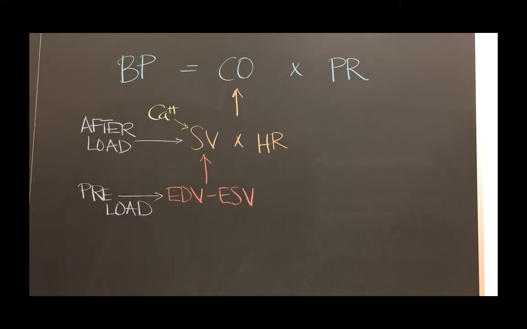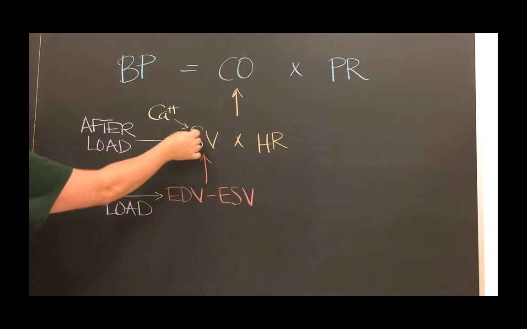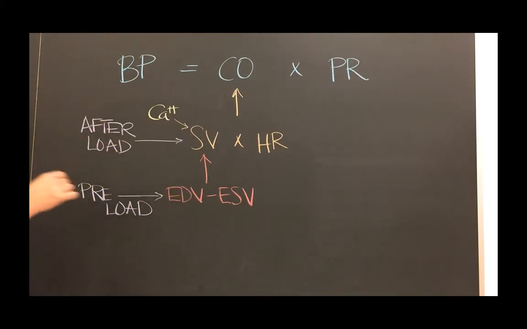So as preload increases, EDV increases, which means stroke volume increases. As afterload increases, it's going to be more difficult to get that semilunar valve open, and less of the ventricular contraction is going to be used for ejecting blood. So as afterload goes up, stroke volume goes down. So if preload goes up, stroke volume goes up. If afterload goes up, stroke volume goes down.